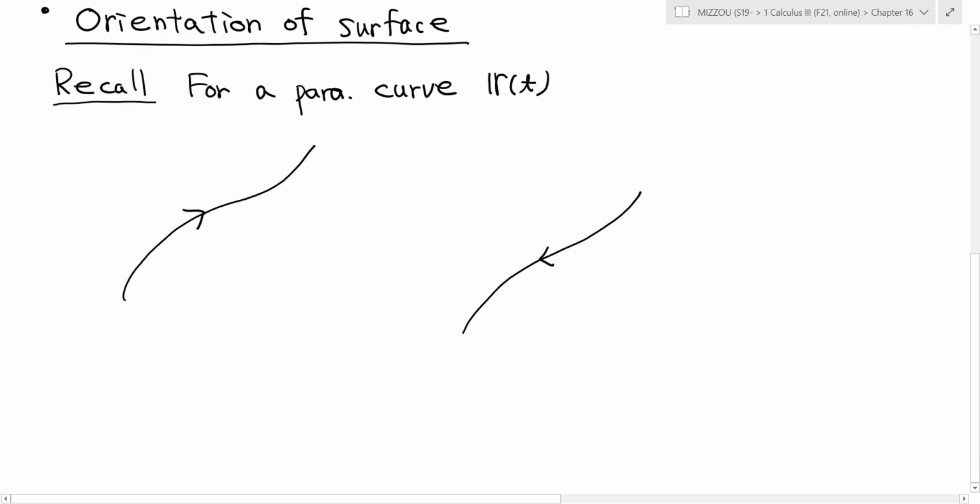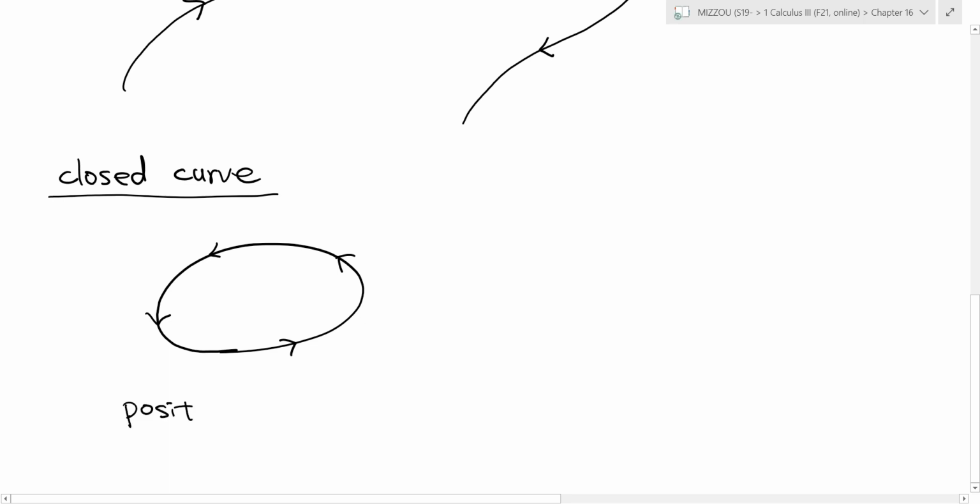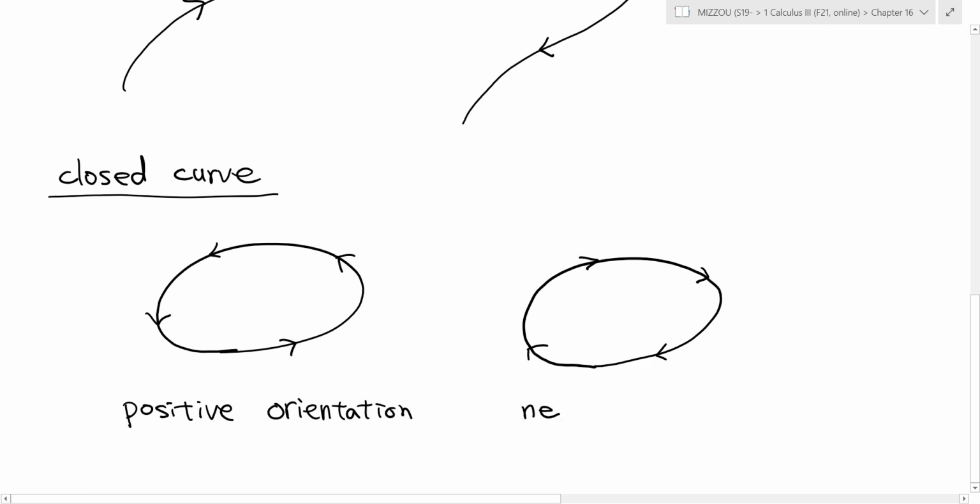Also, if you have a closed curve, namely it's like a circle, we define the counterclockwise orientation as positive orientation. And then suppose you have the exact same curve. Let's assume that this is the same curve. But if the direction of the curve is clockwise, we say it's negative orientation. Negatively oriented curve, negative orientation.